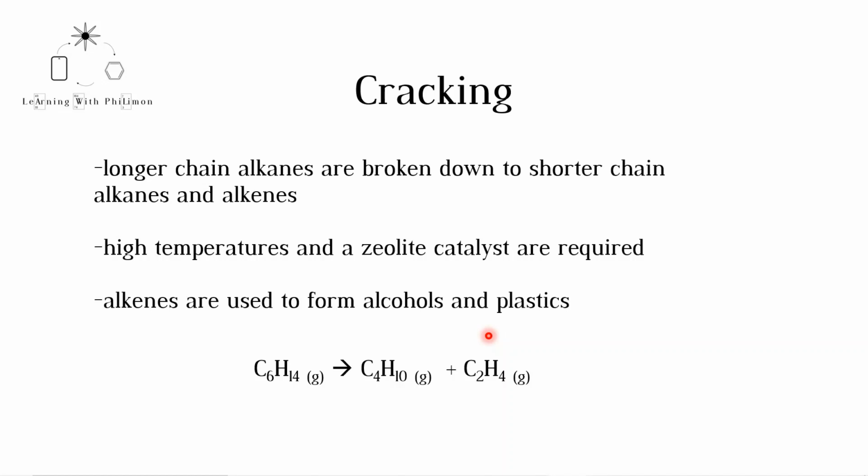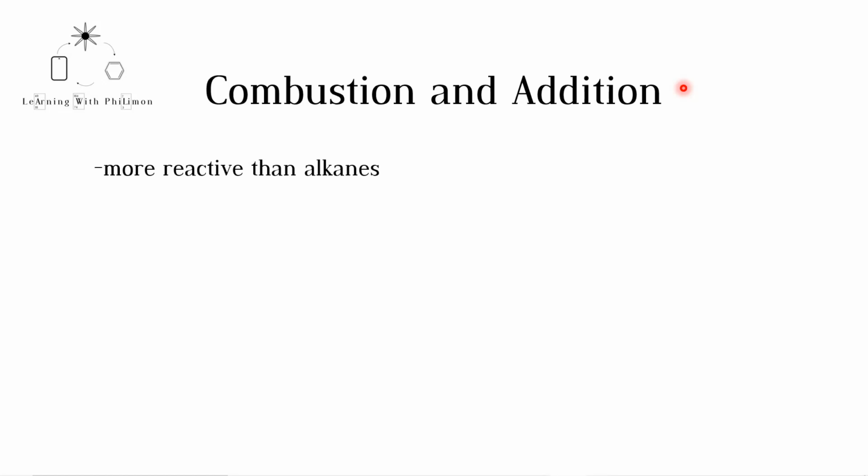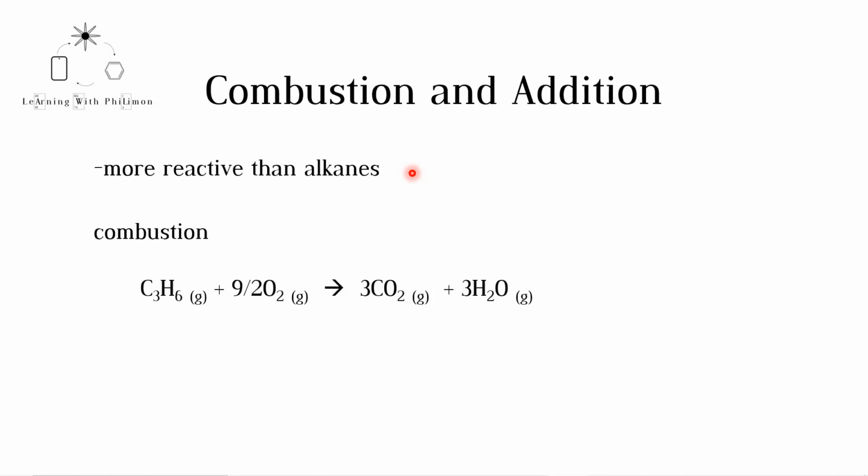Now let's take a look at what reactions alkenes undergo. Alkenes are more reactive than alkanes. This is due to the double bond between the carbon atoms. For more on this, please watch the IB level videos. Alkenes undergo combustion reactions like alkanes. In this example, propene, C3H6, reacts with oxygen to form carbon dioxide, CO2, and water, H2O. For more on combustion reactions, watch the alkanes video.